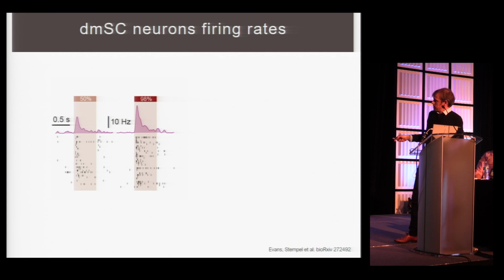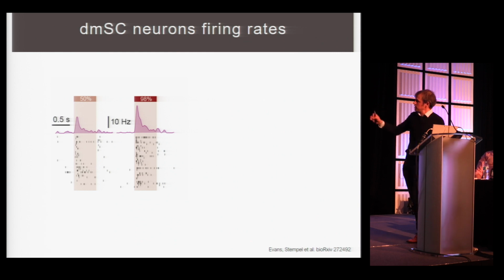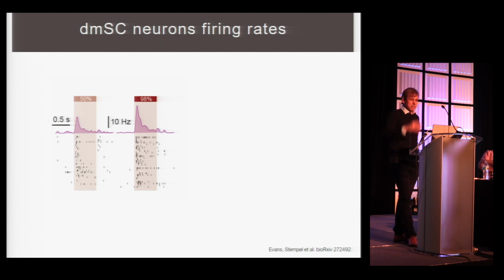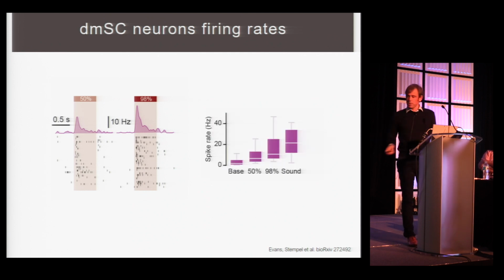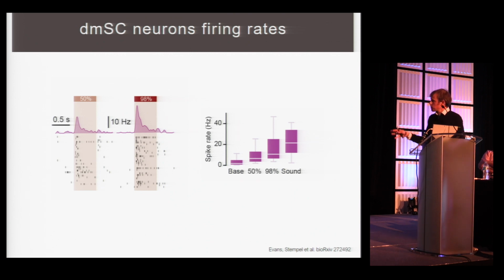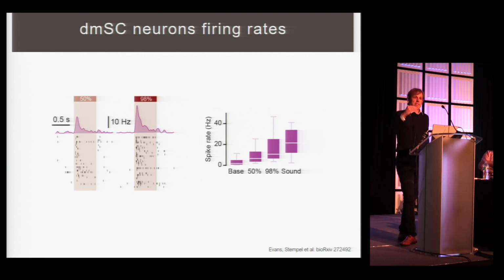The PSTH and raster plots showing action potentials for several trials. In response to a high contrast spot, this cell peaks at around 20 hertz, very nicely. If the contrast is halved, the firing rate also is halved, decreasing to around 10 hertz. And this holds across about 100 units that we recorded.